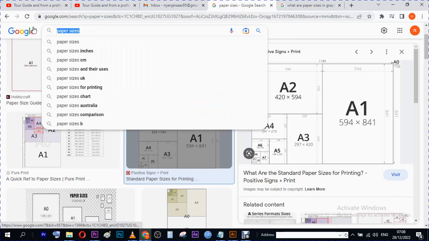So the size of an A4 paper is basically 21 centimeters width, and the height is 29.7 centimeters.